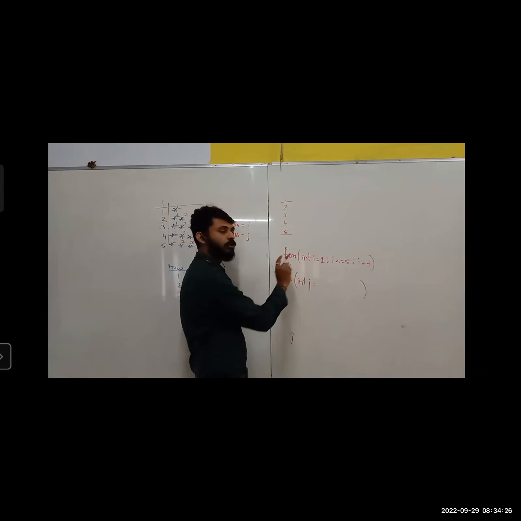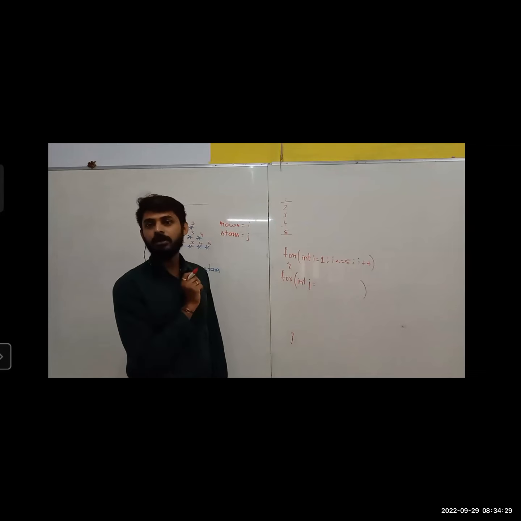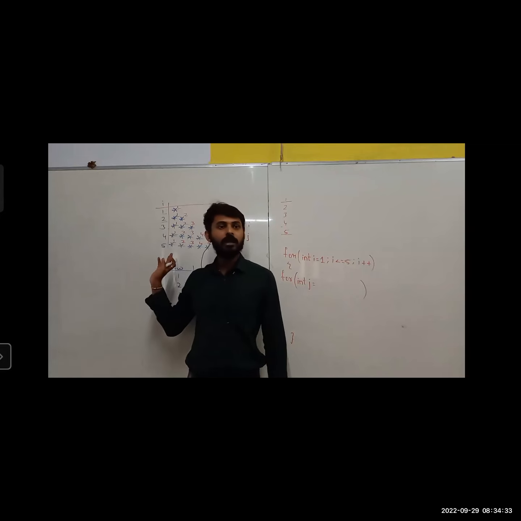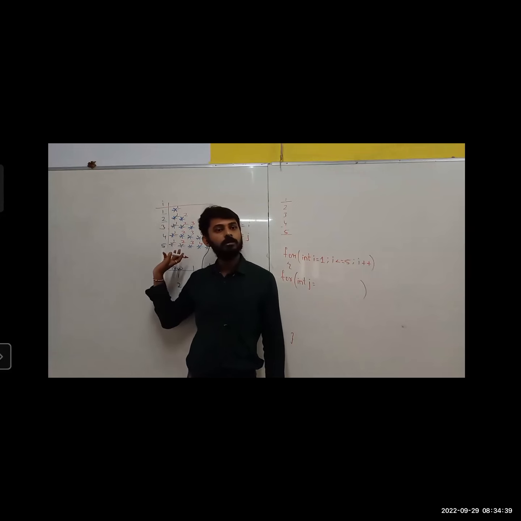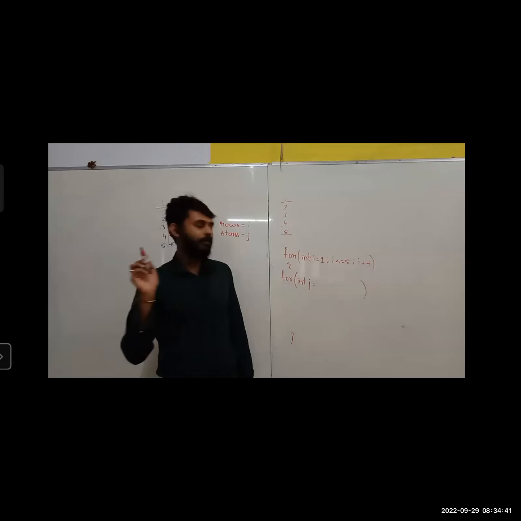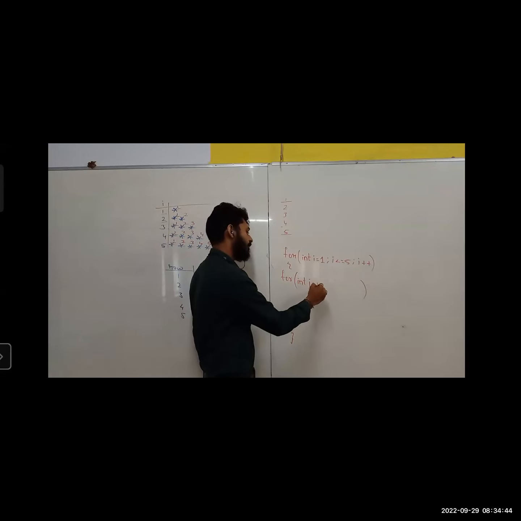So in the first row, what is the starting point? Second row, third row. Observe the diagram. In the first row, what is the starting point? Second, third, 100. Whichever row you start, in every row, the starting point is the same.